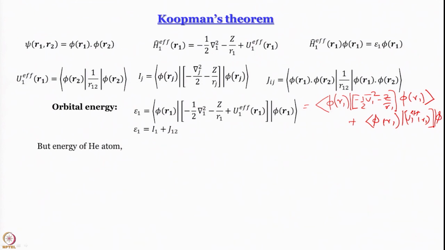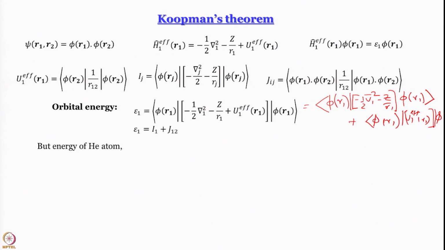Great. Now, is this the energy of the helium atom? Actually it is not, because if you remember what we discussed earlier, the energy of the helium atom turned out to be I1 plus I2 plus J12, right. Remember that variational treatment that we did before this, that is what we get. So, it is not the same as epsilon 1. So, epsilon 1 is not really the energy of the helium atom.